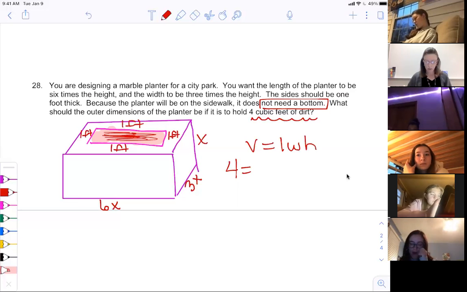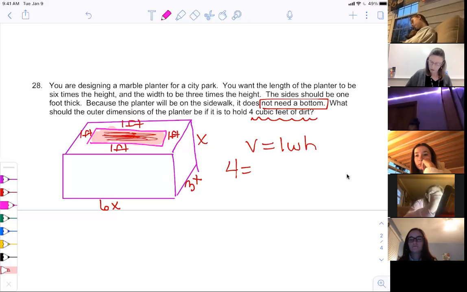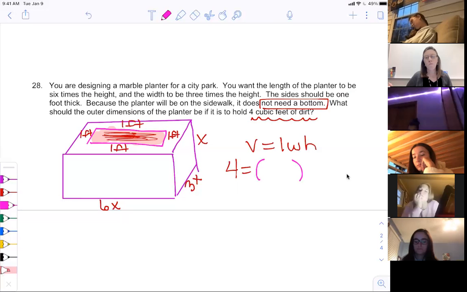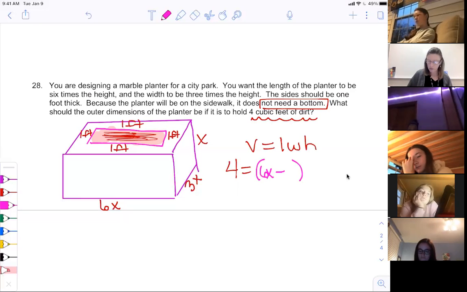Faith, do you think you could write an equation to represent our diagram and the information that is drawn? Yeah, I think so. So what could we write for the length? For the length, it would be 6 feet or 6x. Okay, so 6x. And then what are you subtracting from that length because of the sides of the planter? Would you subtract 2x or 2? Yep, just 2. Good. So that's the length.